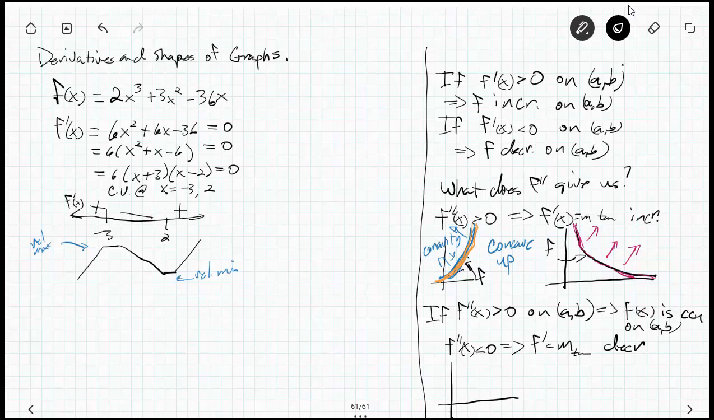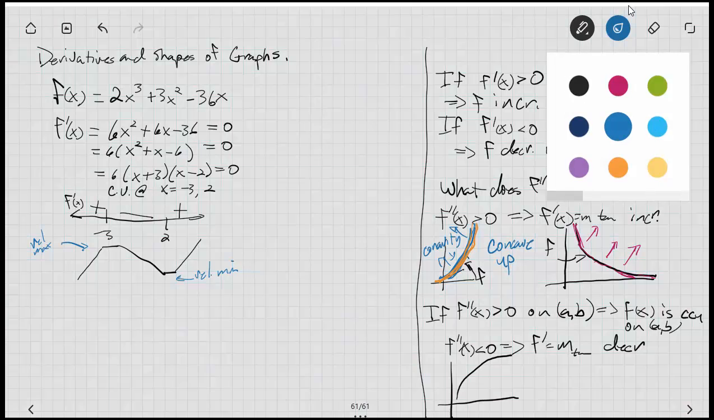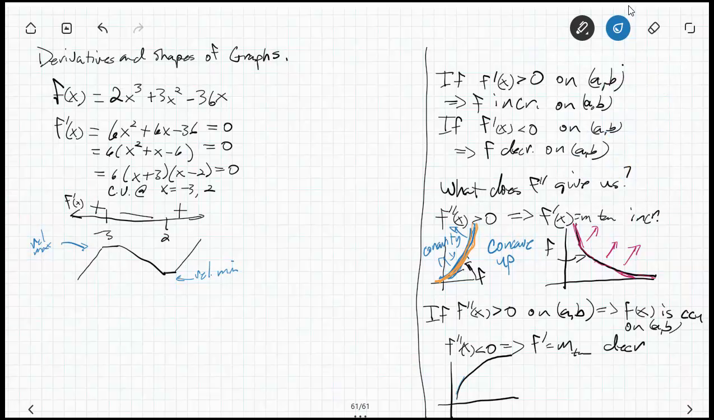But if my function is increasing, but my slopes of lines tangent are decreasing, wouldn't that look something like that? Because now my slopes of lines tangent are going down, down, down. Look at the slopes, they're decreasing.